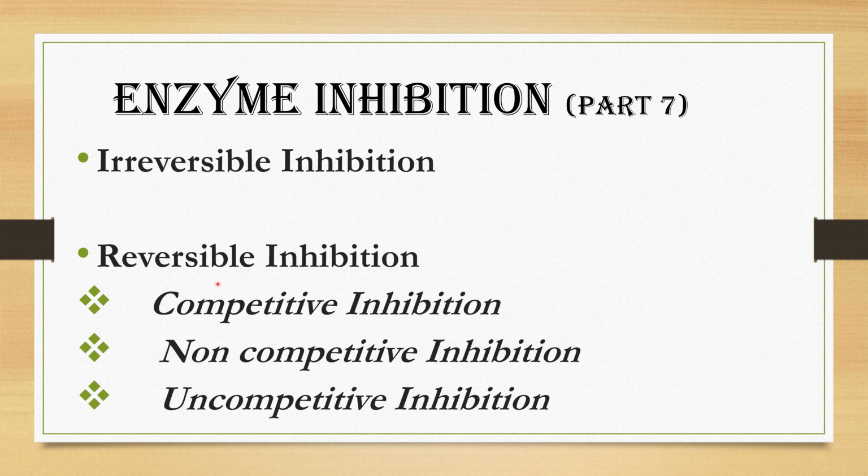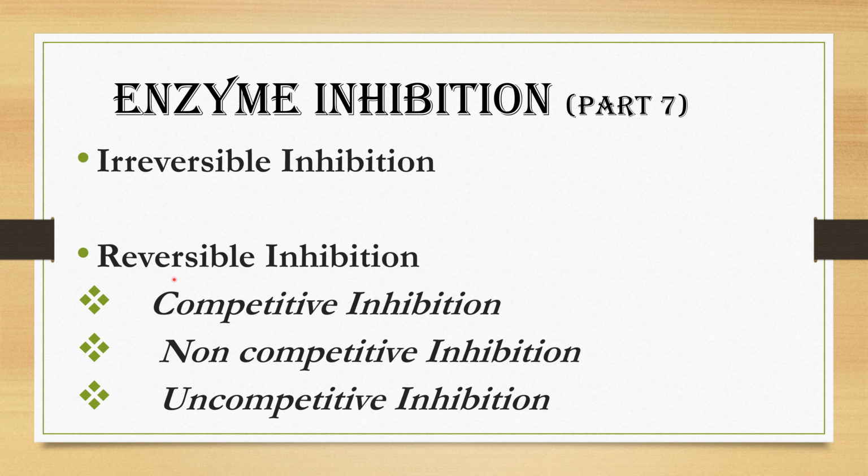Now, reversible inhibition is of mainly three types: competitive inhibition, non-competitive inhibition and uncompetitive inhibition. In this presentation, we'll be studying all these types of inhibition. So, enzyme inhibition is of mainly two types, we saw, irreversible inhibition and reversible inhibition. First, we'll be studying irreversible inhibition.